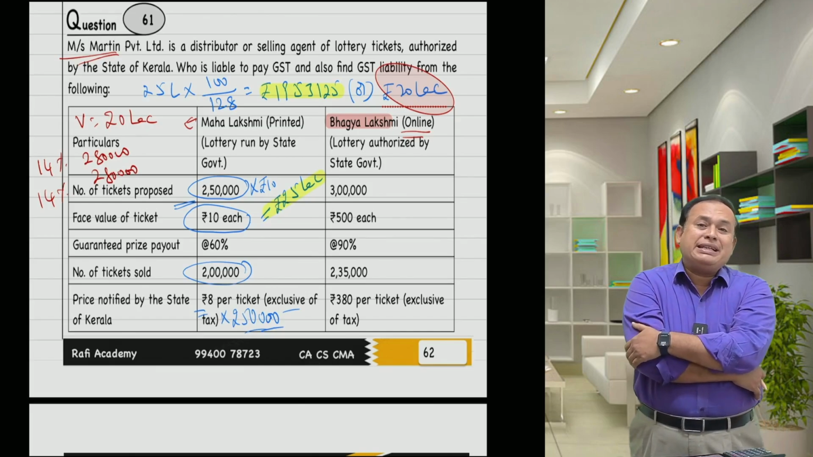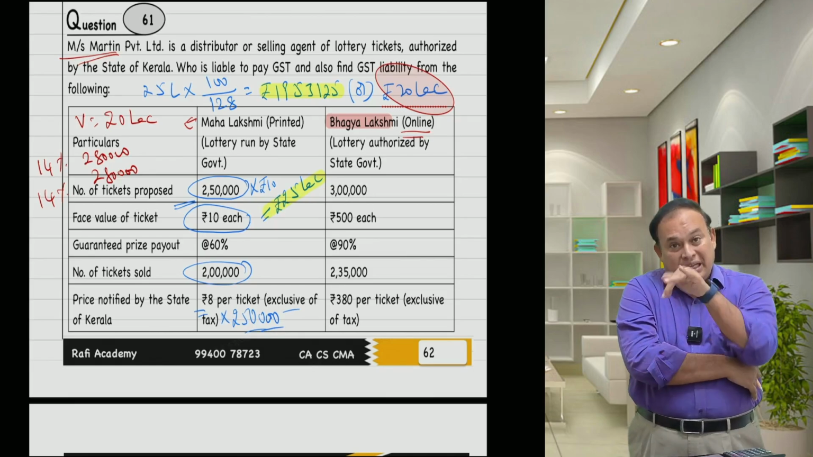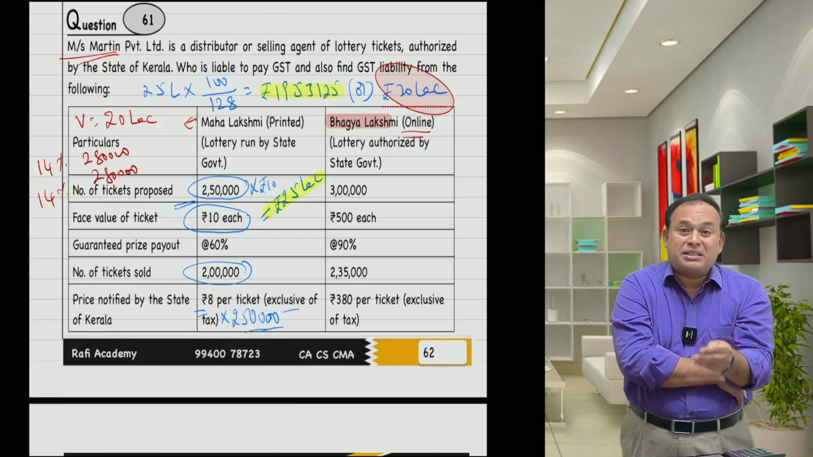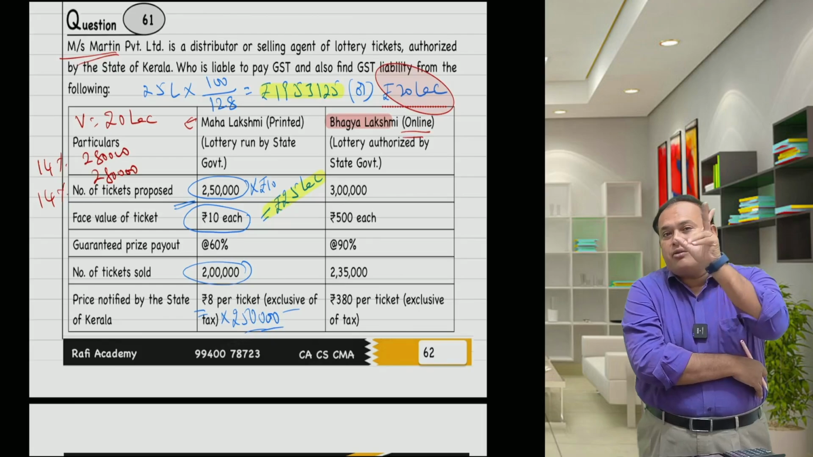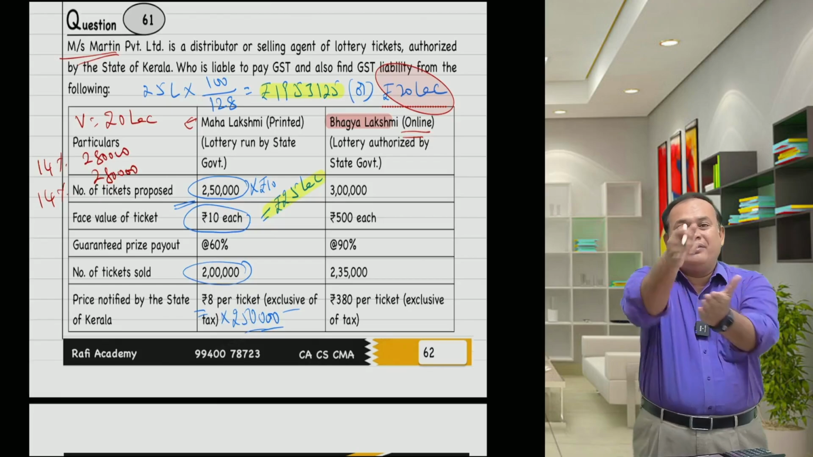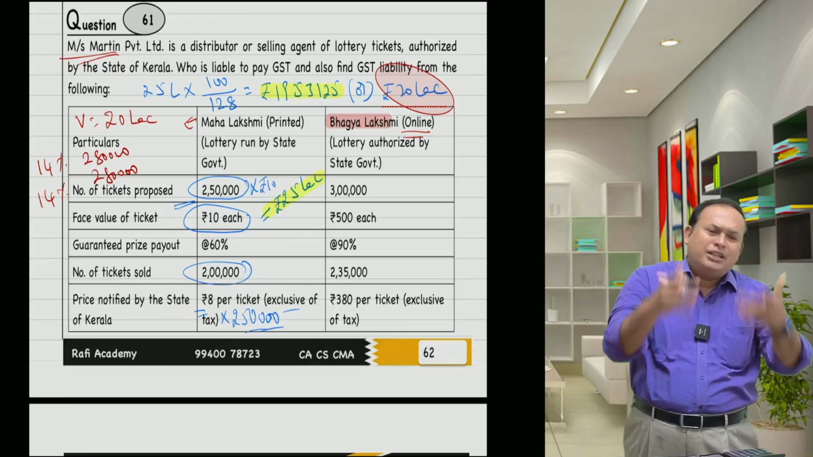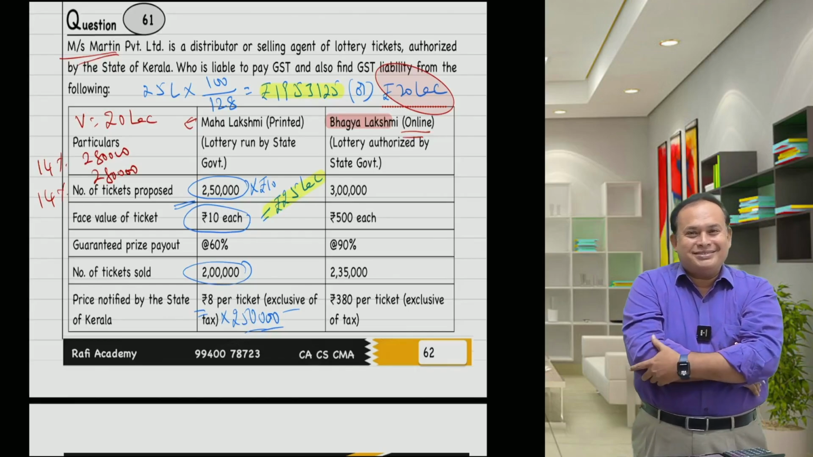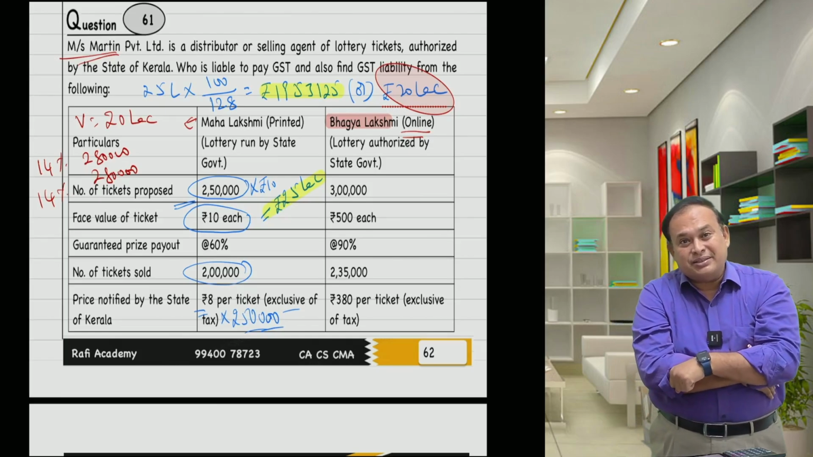The ticket will be supplied only when a person books the ticket through online. Here only be careful. It is not that the ticket is printed and given. It is not so. Ticket not printed. If the ticket is not printed, no supply. Understand? Ticket is printed only when the buyer purchases through online.